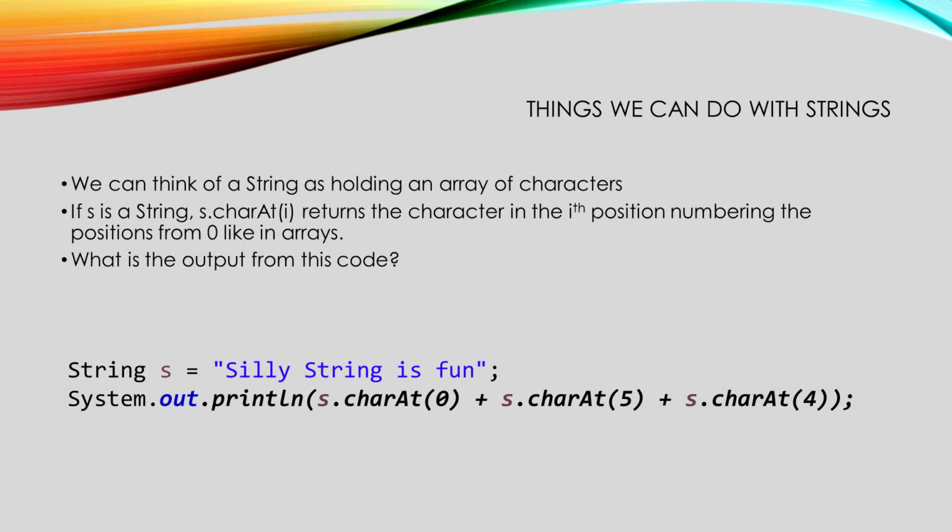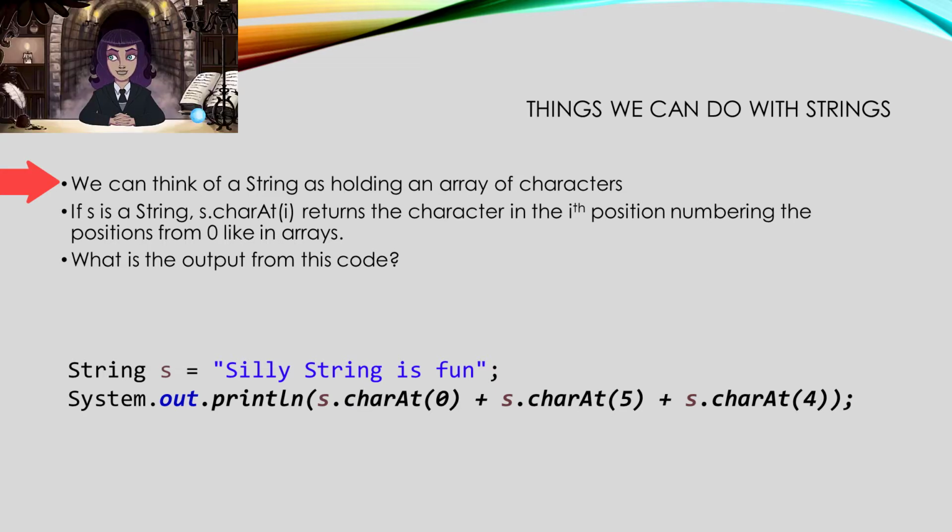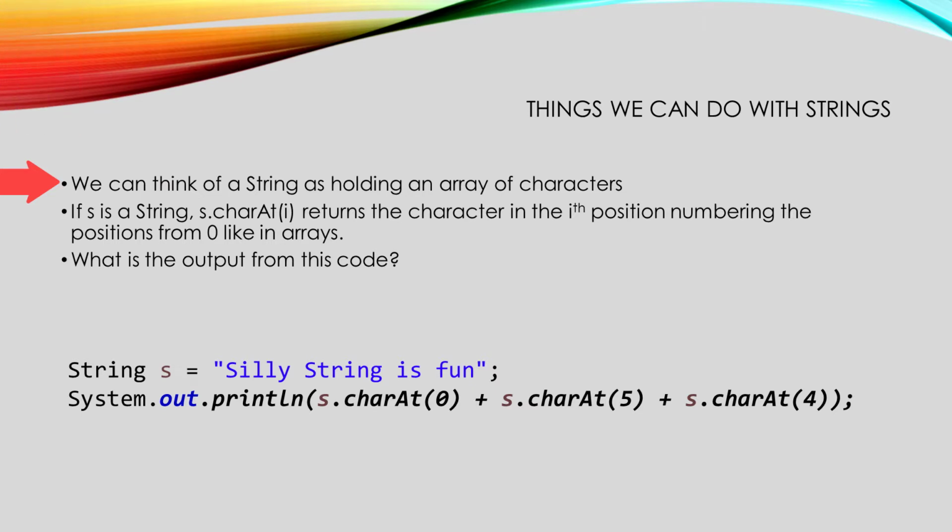We've been using strings since Lab 1, but Java gives us some extra methods that can be really useful. You can think of a string sort of like an array of characters. Remember the char type that holds Unicode values. So a string has a fixed length. Its positions are numbered starting at 0, and each position holds a char.